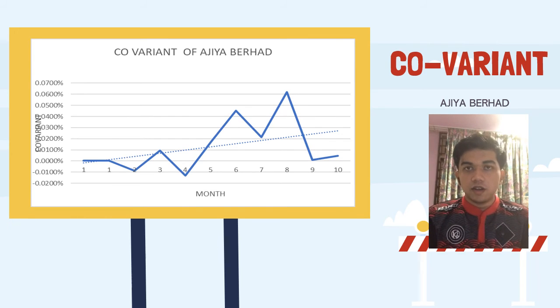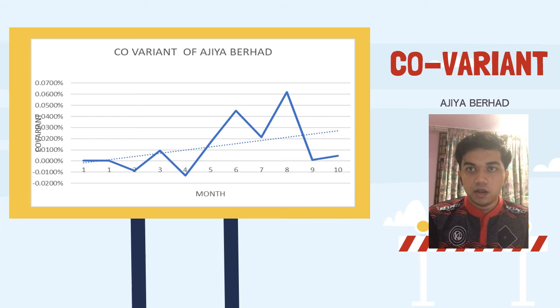Next is covariance analysis of Aja Berhad. In January, the covariance analysis of Aja Berhad is 0.0003%, which is this month's positive covariance, shows that the pair value of both variables are increasing in parallel, which suggests that both variables are increasing together. Asset price move in the same general direction when the covariance is positive.